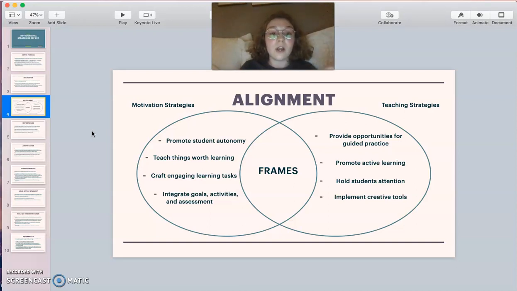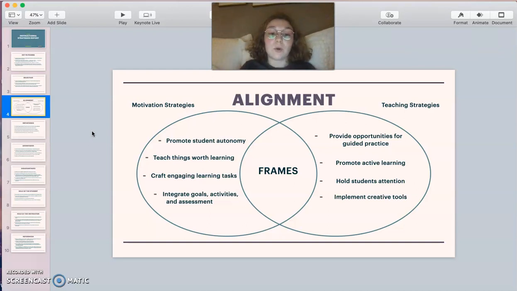For example, a motivation strategy that I employ is to promote student autonomy as much as possible. This is a great example of that because it's something they take to their desk and work on personally. But it also provides an opportunity for guided practice because it's not entirely autonomous. So they have that nice mesh between doing it by themselves, but also having a framework of what they need to do.